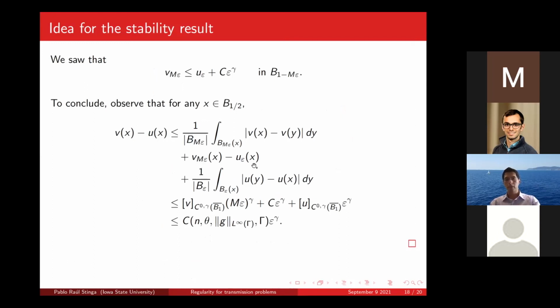Now you know the difference of the averages is good, is close to 0. And then here V is Hölder continuous, so this should be of the order epsilon to the gamma. And U is also Hölder continuous, so this should be of the order epsilon to the gamma. And you know everything is small by epsilon to the gamma. So you prove that V minus U is very small. Okay, so that's the idea of using the mean value property to increase the averages, to increase the supports of the Laplacian of U and the Laplacian of V, which live only on n-1 dimensional manifolds.